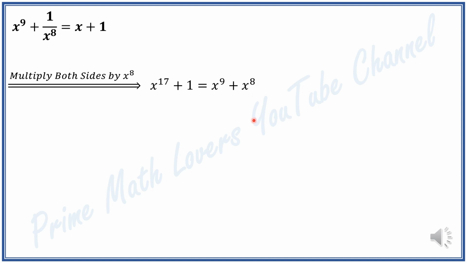Then I'll move everything to the left hand side and after rearranging I'll get x to the power of 17 minus x to the power of 9 minus x to the power of 8 plus 1 is equal to 0.